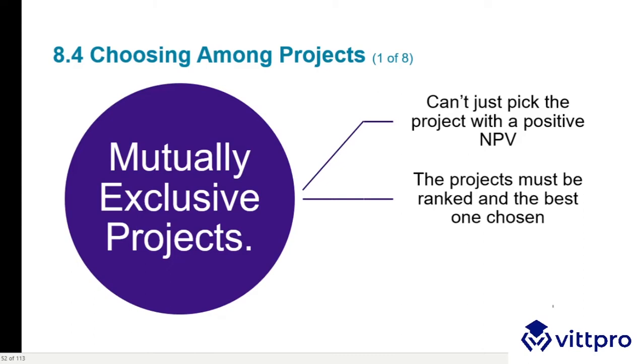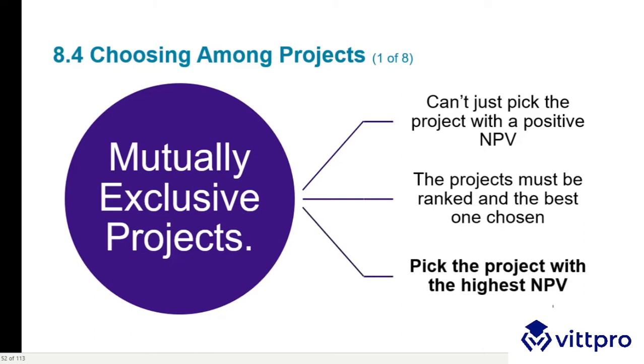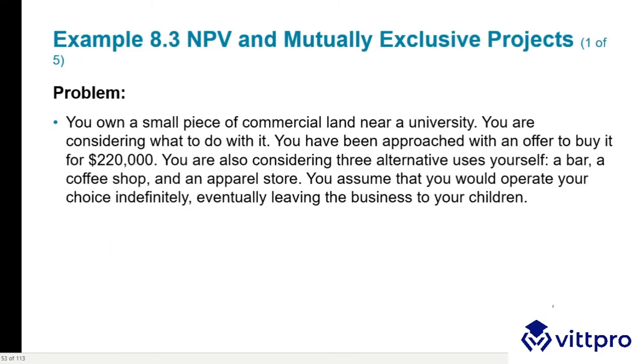Because then you have to rank the projects and the best one is to be chosen, and you will pick the project with the highest NPV. So here is an example which we want to consider. You just need to write down: you have a small piece of commercial land near a university and you want to do something with it. You have a choice: either you sell it and you get $220,000 now, right?